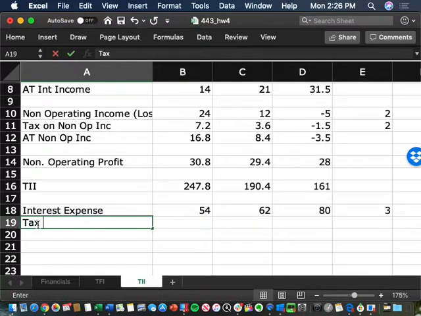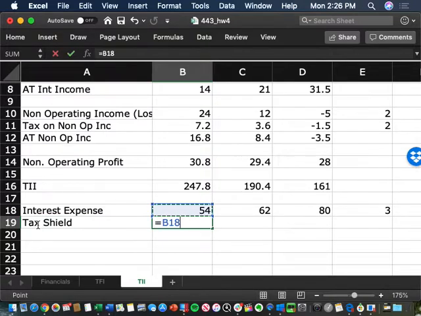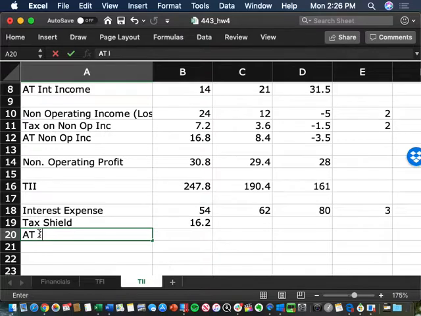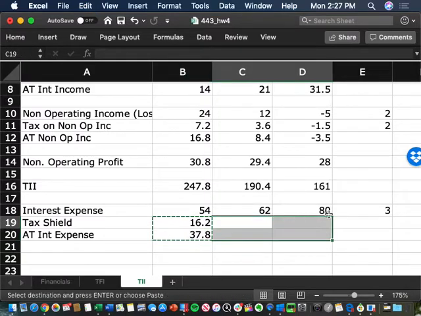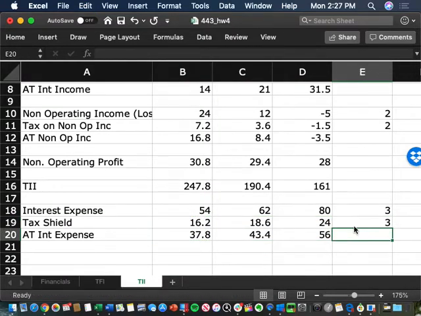Then we will have a tax shield. Again, eventually got to pay taxes to have a tax shield, but at 30%, we would have our after-tax interest expense, if I can spell it correctly. Which is the interest expense minus the tax shield. So this is how much we're giving to the debt holders effectively. 37.8, 43.4, and 56. Okay.